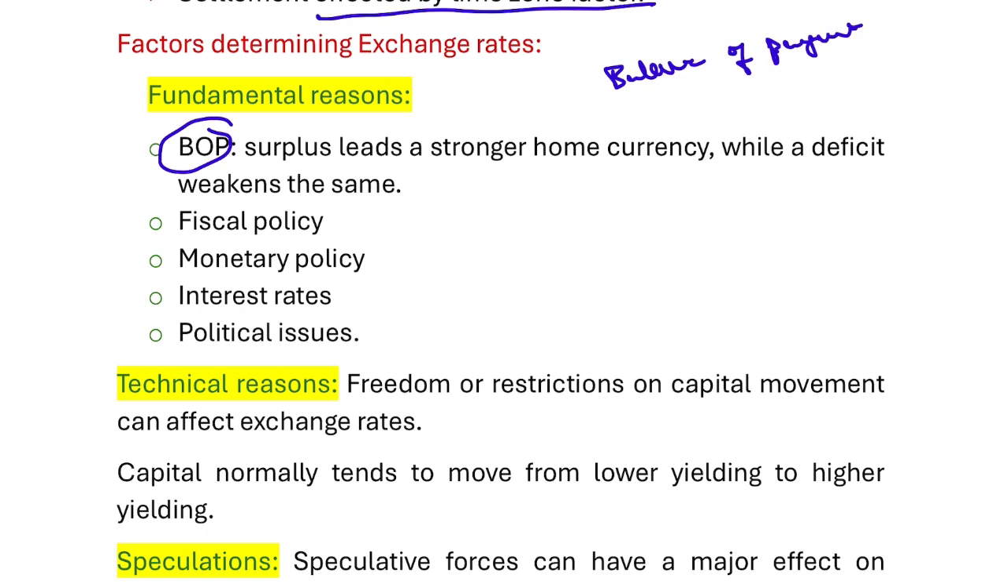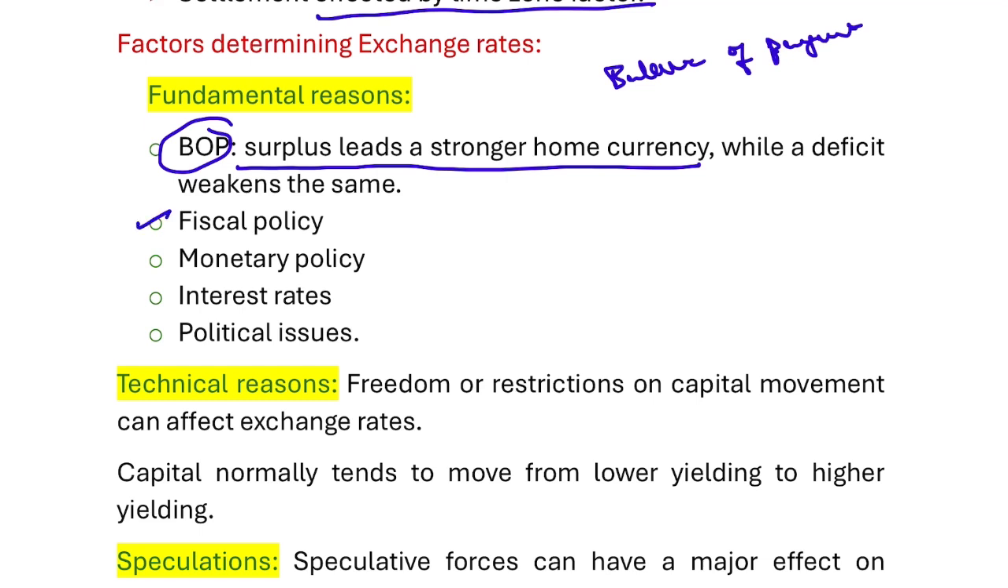If balance of payment is in surplus, meaning our exports are high, what will happen? Our home currency will increase. Surplus leads to a stronger home currency. In case balance of payment is negative, what will happen? It's the reverse scenario. Our home currency is devalued and foreign currency will be higher. Got it?